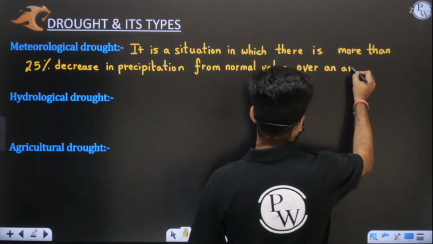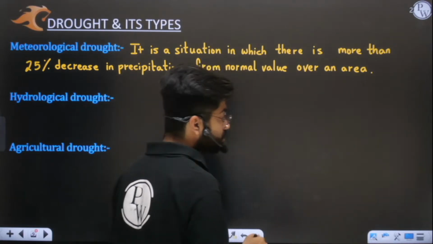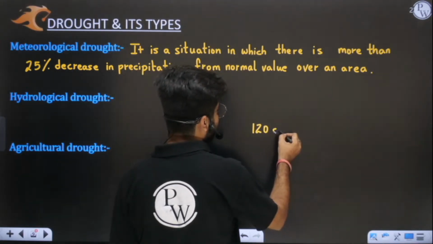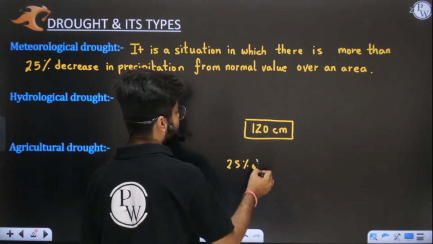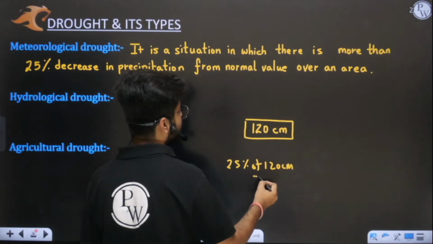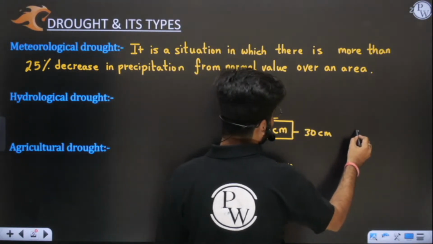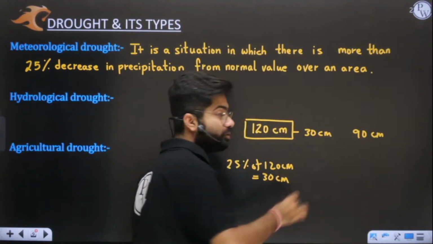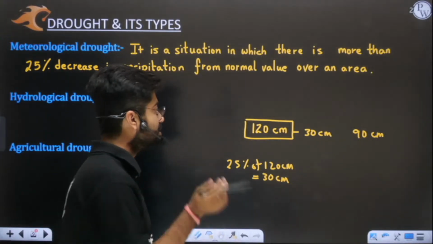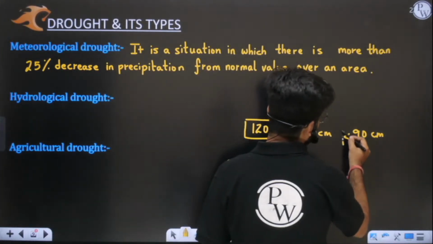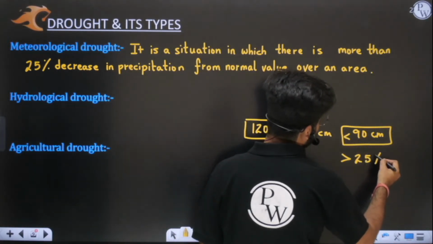Let us assume, I already told you the example of 120. If 120 centimeters of rainfall is there, find 25% of this. 25% of 120 will be 30 centimeters. Reduce 30 centimeters from here, it will be 90. So if rainfall in any particular year in a given area is less than 90 centimeters, it means the decrease is greater than 25%.